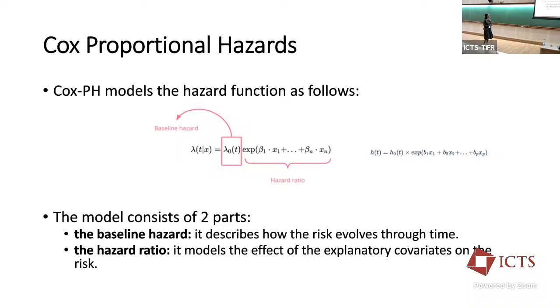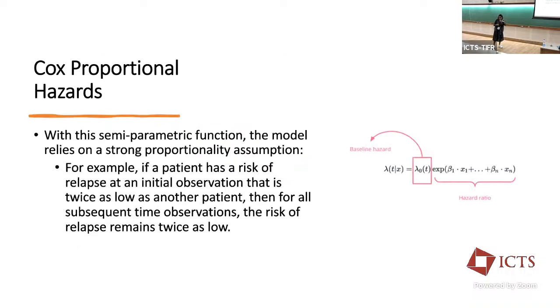The model consists of two parts: the baseline hazard, which describes how risk evolves through time, and the hazard ratio itself, the whole thing together, which models the effect of the explanatory covariates on the risk. All the variables that you're going to use could be gene expression, gene mutation, and so on. With this semi-parametric function, the model relies on a strong proportionality assumption. For example, if a patient has a risk of relapse at initial observation that is twice as low as another patient, then for all subsequent time observations, the risk for that first patient remains twice as low compared to the other one.